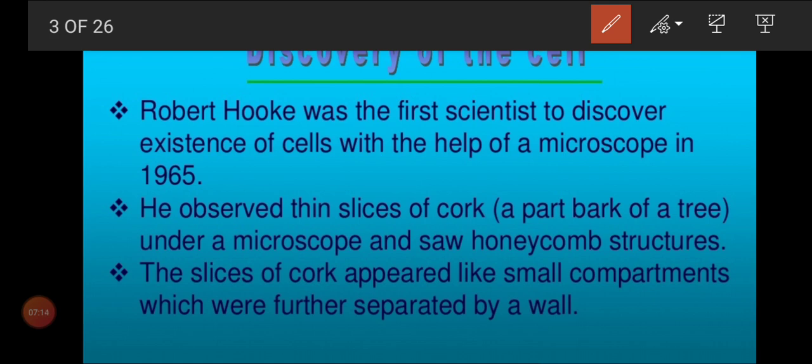A person called Robert Hooke. In the year, here it was given 1965, it is wrong, it is 1665. Robert Hooke is a scientist, and he first discovered a cell in the year 1665. How he observed or discovered a cell: actually he was a spectacle maker.